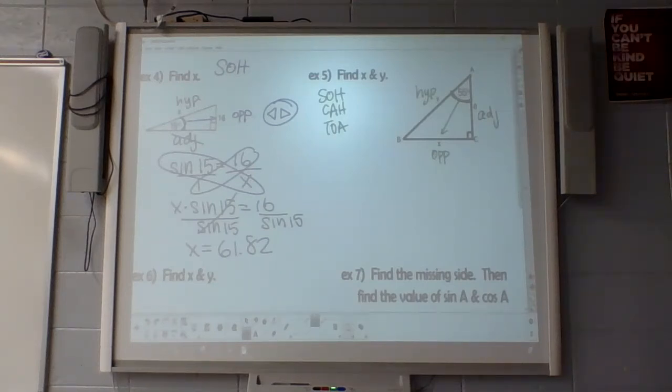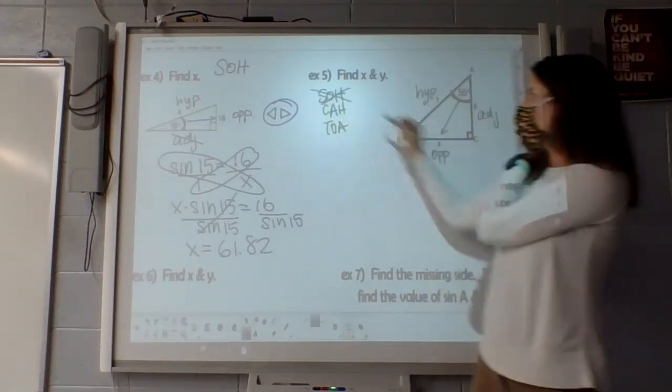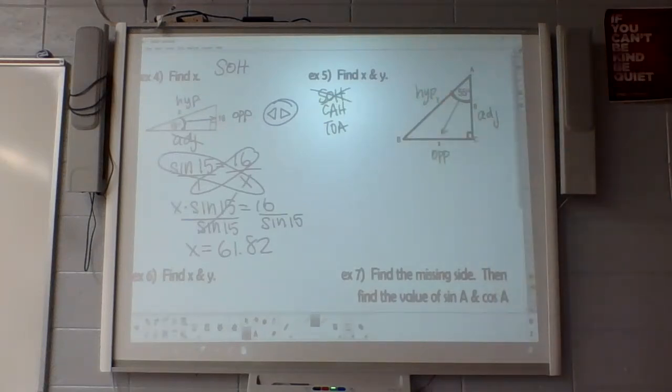Any thoughts? The really bad one would be opposite over hypotenuse. Very good. So we definitely don't want to use sine. Opposite over hypotenuse, we'd have two unknowns. So let's throw that one out altogether. That one's not even in the running here. The really good one would be opposite over adjacent.